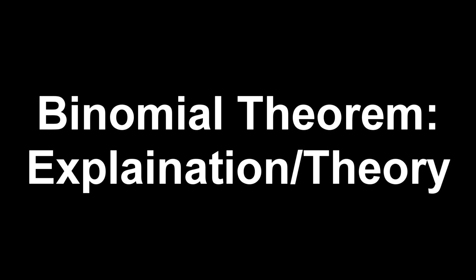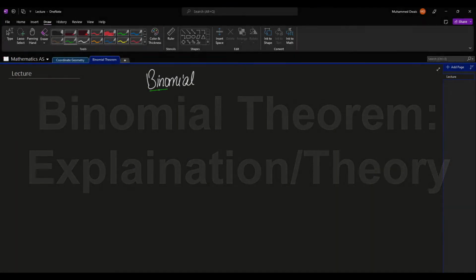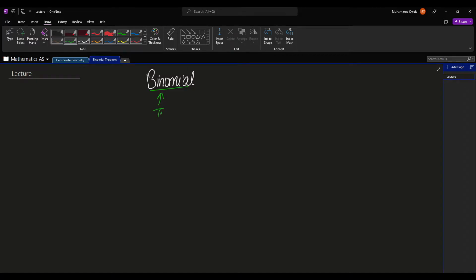Hey there everyone, today we'll be learning a new chapter known as the Binomial Theorem. So then, what does the word binomial mean? Binomial basically means two. What do I mean by that? Whenever you're expanding two terms, it will be known as a binomial. So then, what can be an example of a binomial term?